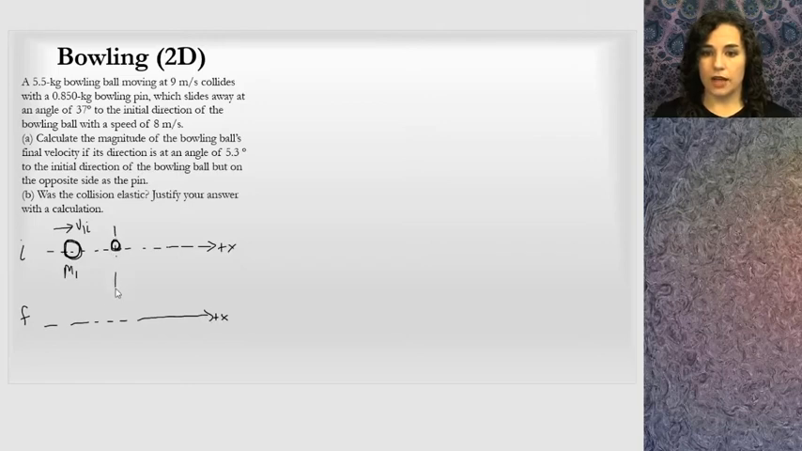In the final, afterwards, the pin goes off at an angle with V2 final, which we know is 8 meters per second. They give us that. Here's the positive y. V2 initial equals 0. It was just sitting there. The bowling ball hit it. Afterwards, the pin goes off at 37 degrees here. And I'm going to exaggerate this angle so you can see it better, but it's only 5.3, right?